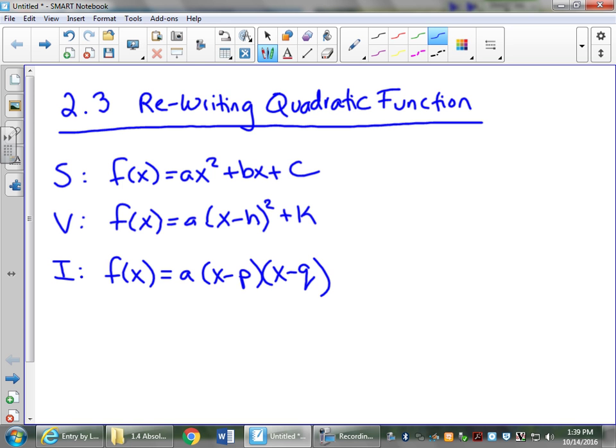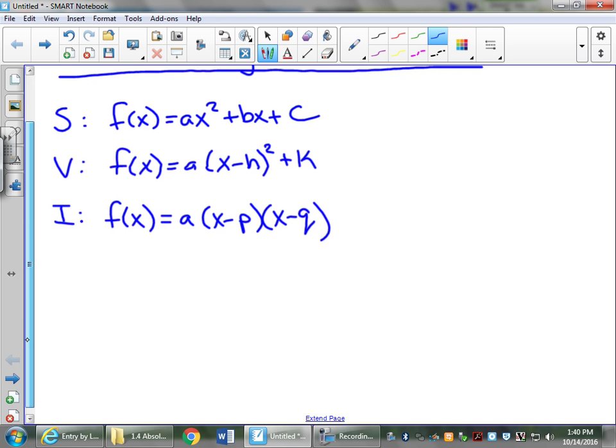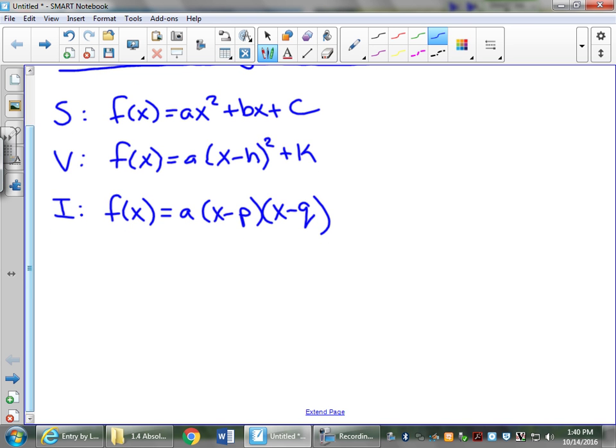So the goal is to go from one form into another form. Sometimes that can be done in a few quick, simple steps, and other times it takes a little bit more work to get there. And so we'll be doing this over the next couple of days. Technically, we've already gone from standard form into intercept form by factoring. So last section was a way of rewriting a function. We rewrote them from standard to intercept.